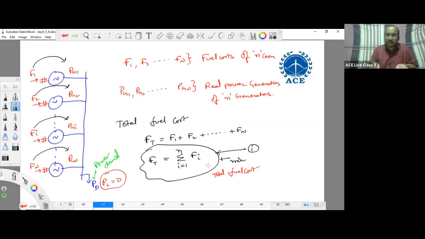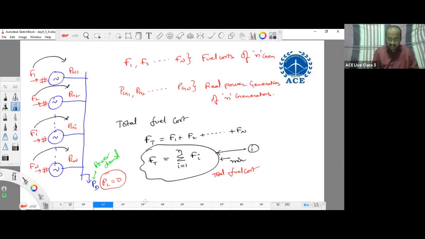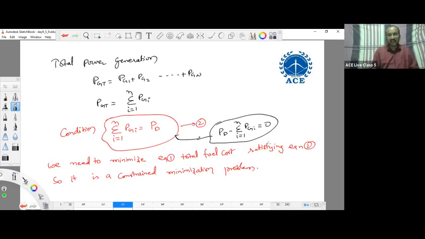Our objective is to minimize the fuel cost. If fuel cost is minimized, the cost of generation will be minimized, yes or no? Only minimizing the fuel cost is sufficient, or is any condition to be satisfied? The condition is also to be satisfied. What is the condition? Total power generation must be equal to power demand. This is the total power generation, PGT, which must be equal to power demand, or demand minus total generation equal to 0. So we need to minimize equation 1, the total fuel cost, satisfying equation 2.